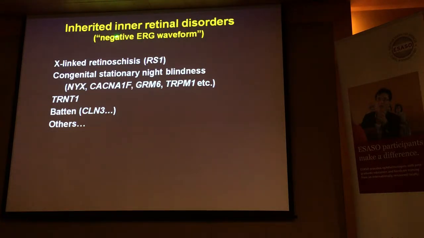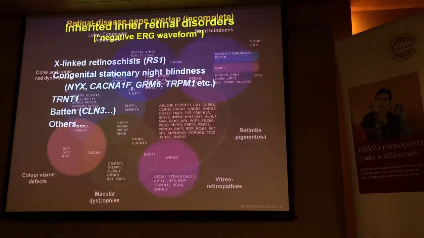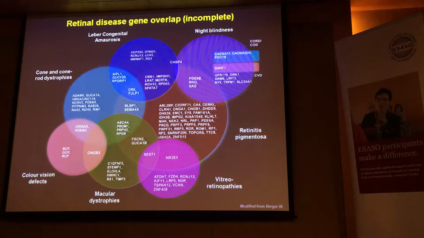And we can also get inner retinal disease, which gives you what's called a negative ERG, and more about that later. And that's retinoschisis, various forms of congenital stationary night blindness, TRNT1 mutation, relatively recently described, Batten disease, CLN3, and there are others. And even then, there's an overlap. So different mutations in the same gene can give you different disease.